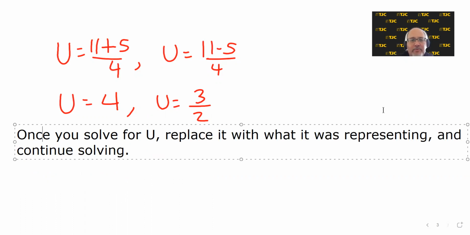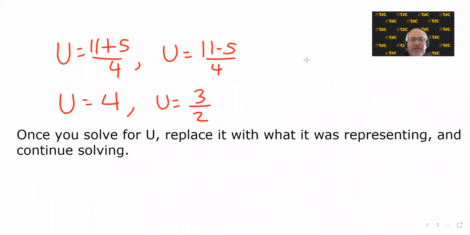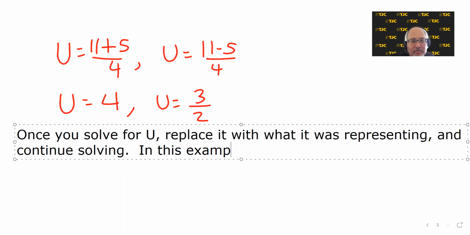Recall that the u was defined to be 3x plus 1. In other words, we defined our substitution when we said let 3x plus 1 equals u. That makes the problem workable. We worked it. Thank you, u. I appreciate you being there. But now I'm going to replace it with 3x plus 1. In this example, we change u back to 3x plus 1 because that's what it was holding the place of.